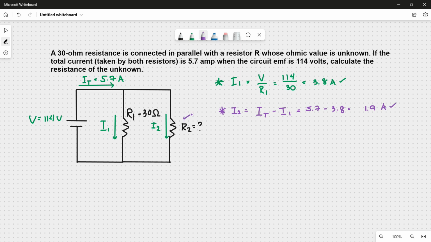Now we can finally solve for R2. From Ohm's law, we know that resistance is equal to voltage over the current flowing through that resistor. Substitute the values, 114 volts over 1.9 amps, and we'll get 60 ohms.